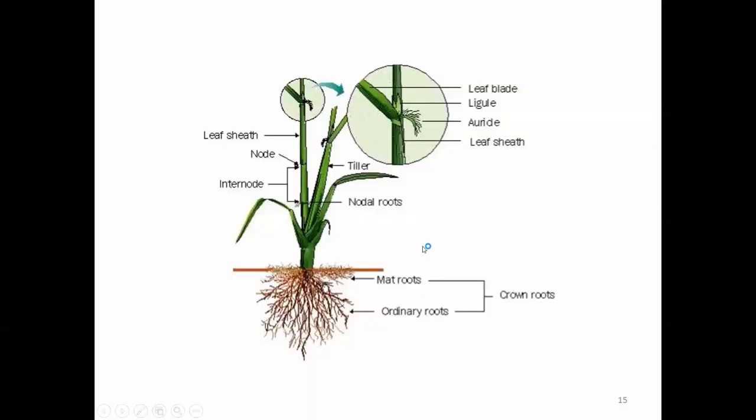Okay, already we saw in the video clip the root types. They are the ground root type: this is the mat root and this is the ordinary root. Already we saw the nodal root system. These are followed as the main root system you are studying. One plant has two types of roots.